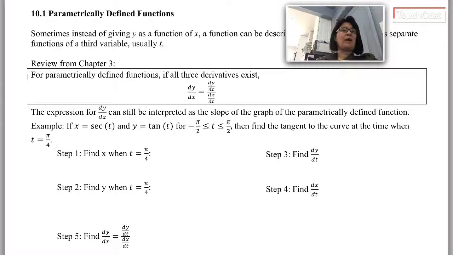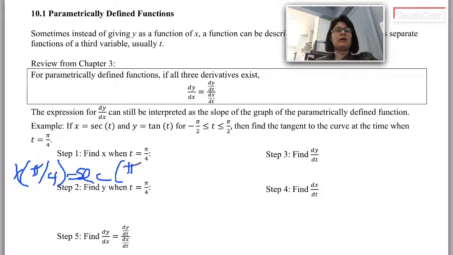Find x when t equals pi over 4. This is me trying to find the ordered pair, x1, y1. I'm going to use a point slope formula. So what do we have? x of pi over 4 is going to be the secant of t, which is secant of pi over 4. Secant is 1 over cosine. The cosine of pi over 4 is 1 over radical 2. So the secant of pi over 4 is radical 2.